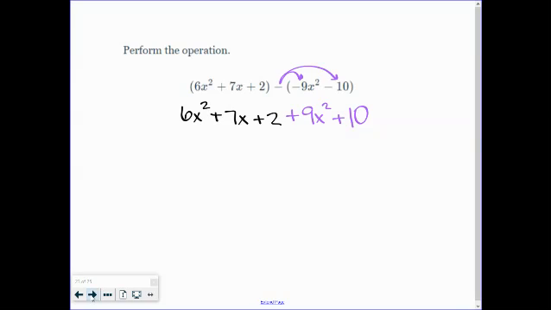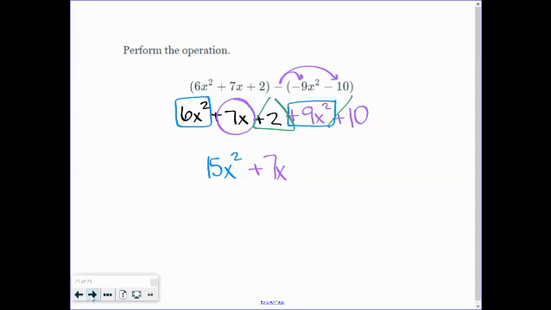Now I go ahead and combine like terms, so I'll put a box around anything with x squared. So 6x squared and 9x squared is going to give me 15x squared. Then I'll put a circle around anything with x. I've only got 1, 7x. Then lastly, triangle for any last numbers, and I've got 2 and 10. So that's going to be plus 12.